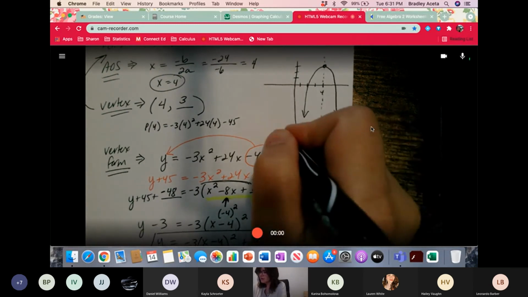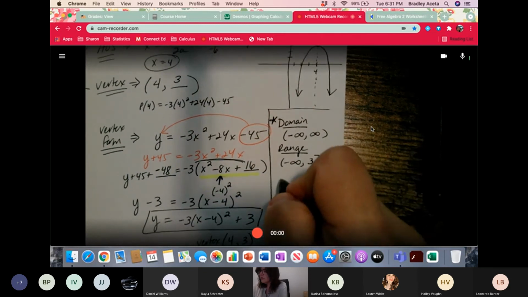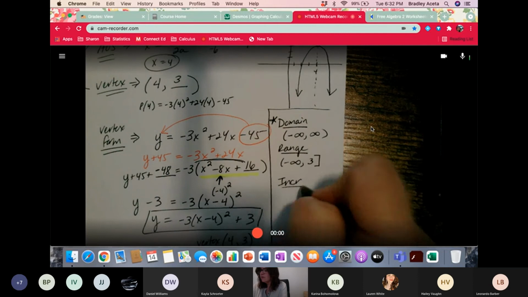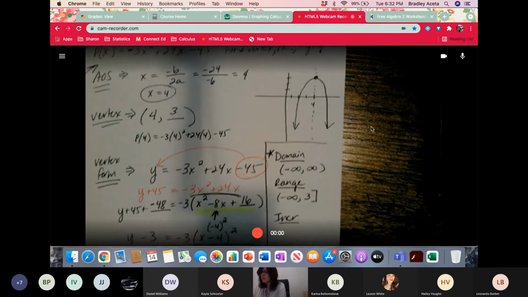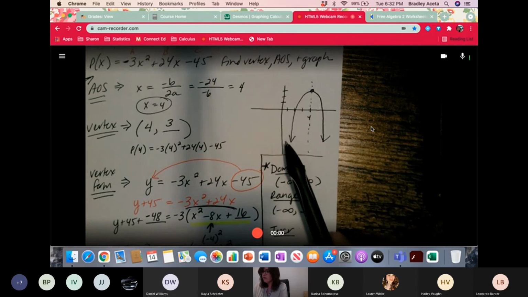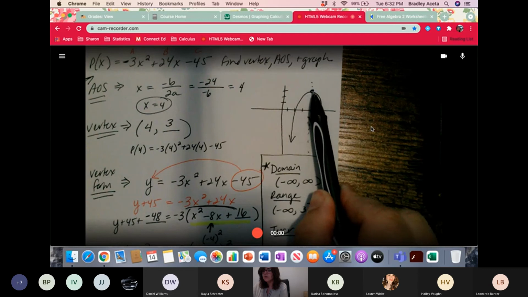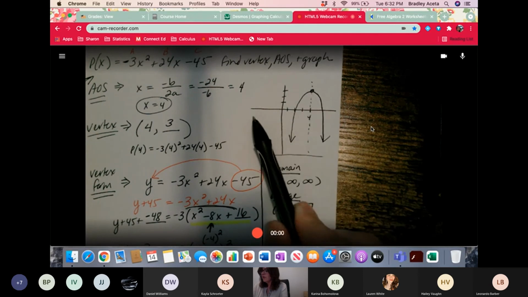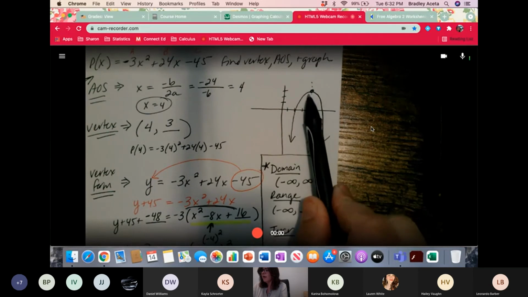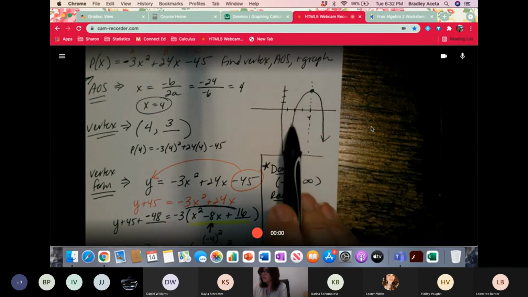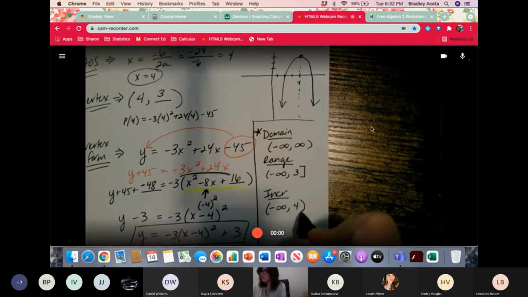Some other things they might ask you. On the open interval, where is it increasing? On the open interval means you don't have to do brackets. You just always use parentheses. So you read the graph, remember, from the left to the right. What's my pen doing right now? It's going up. It's going up along the x-axis from negative infinity until where on the x-axis? Until 4. So it's increasing from negative infinity to 4.